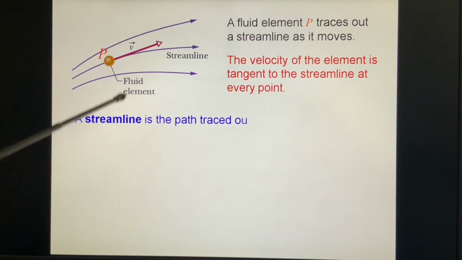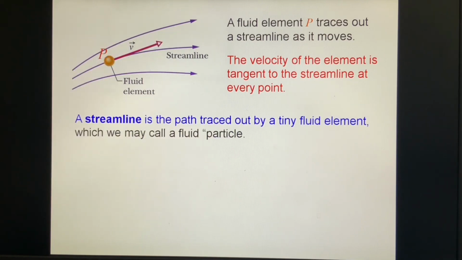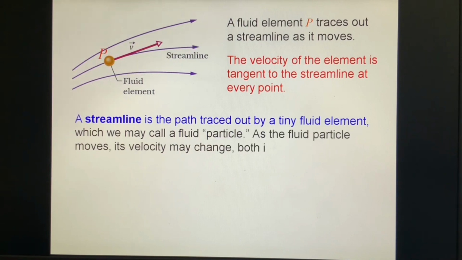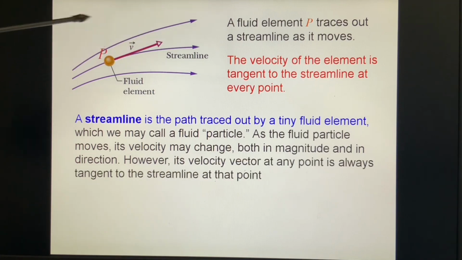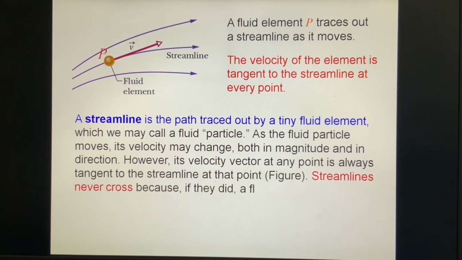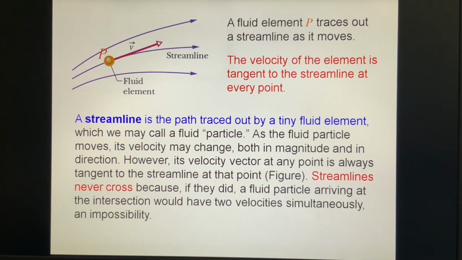A streamline is the path traced out by a tiny fluid element, which we may call a fluid particle. As the fluid particle moves, its velocity may change both in magnitude and in direction. However, its velocity vector at any point is always tangent to the streamline at that point. The streamlines never cross, because if they did, a fluid particle arriving at the intersection would have two velocities simultaneously, an impossibility.